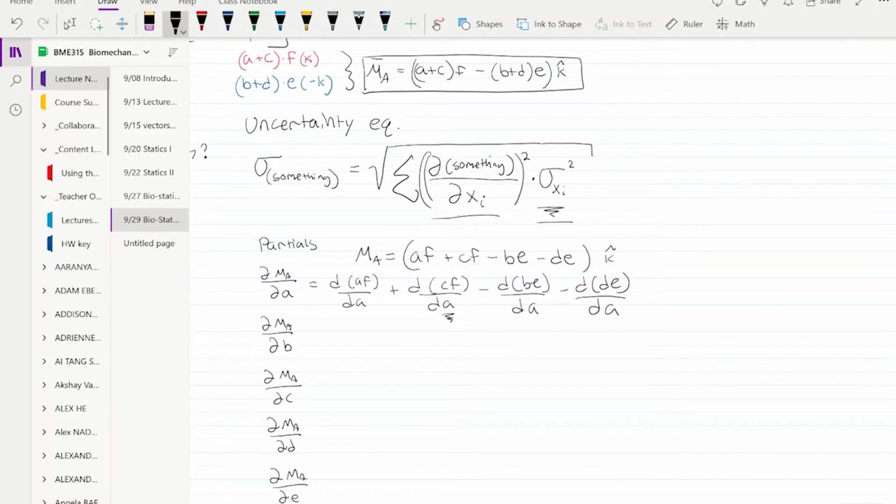Okay, so with respect to the variable A, we know that CF is a constant. That stuff gets canceled. So all these constants get canceled. And then d(AF)/dA, remember that F is a constant, gets pulled out. So we get F times dA over dA, and that equals F. Easy peasy.